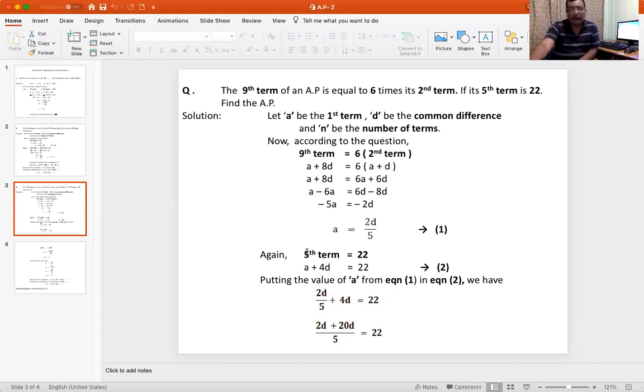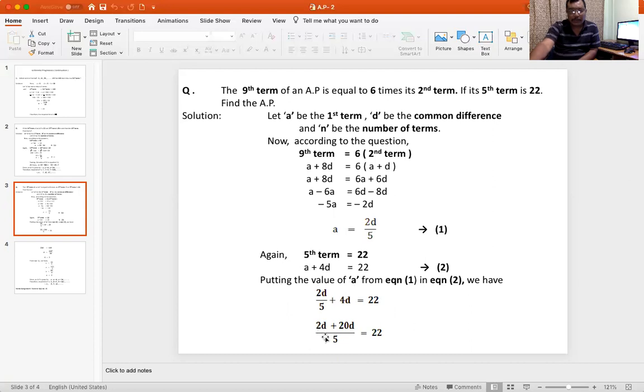Now again, the second part of the question says if its fifth term is 22. That means the fifth term is equal to 22. Now the fifth term will be A plus 4D equal to 22. We call this equation number 2. Now we put the value of A from equation 1 in equation 2. So for A we put 2D by 5, plus 4D equal to 22.